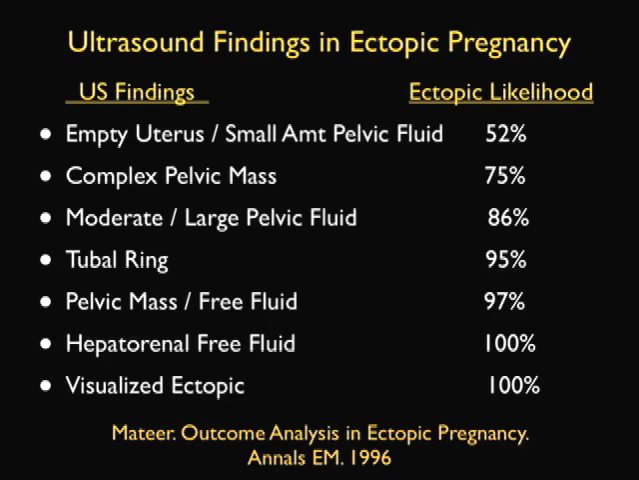What I find very interesting here is that the presence of hepatorenal free fluid or a positive trauma FAST exam in the right upper quadrant has a likelihood of 100% for ectopic pregnancy. Now, if you visualize the ectopic, of course, that will be 100% likelihood for ectopic. So here are some of the findings that we'll go through as we talk further about the sonographic findings in ectopic pregnancy.